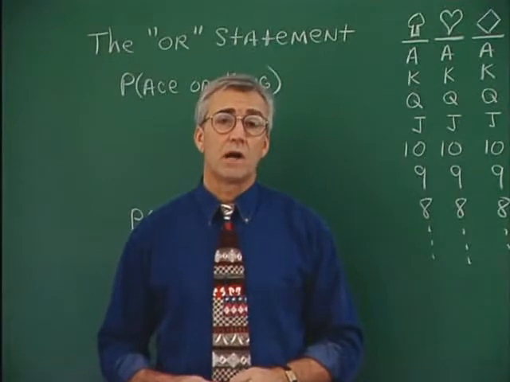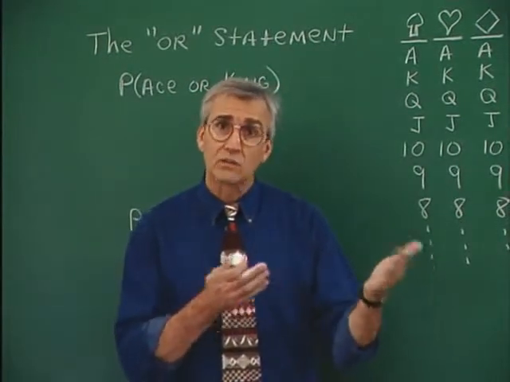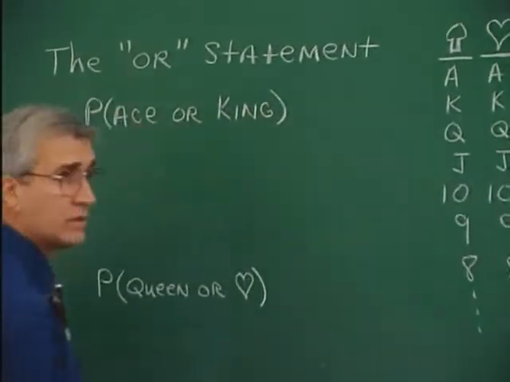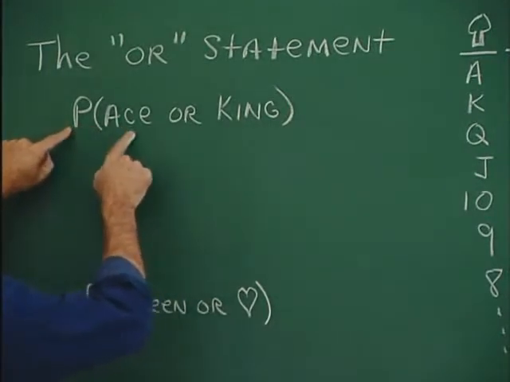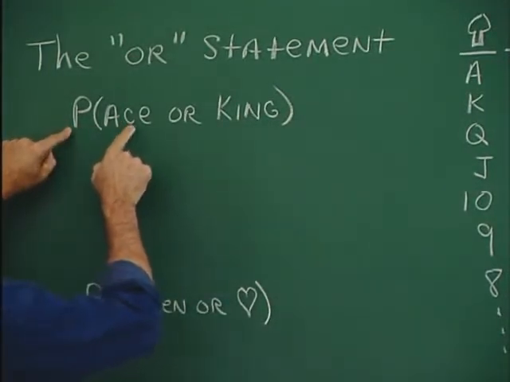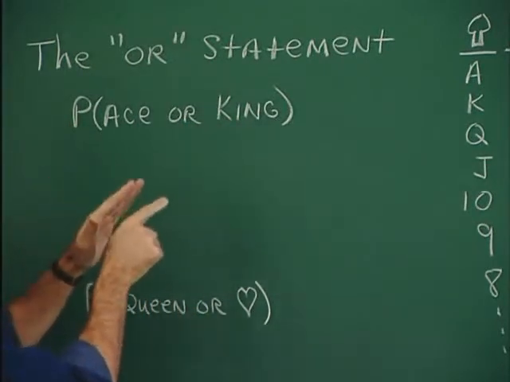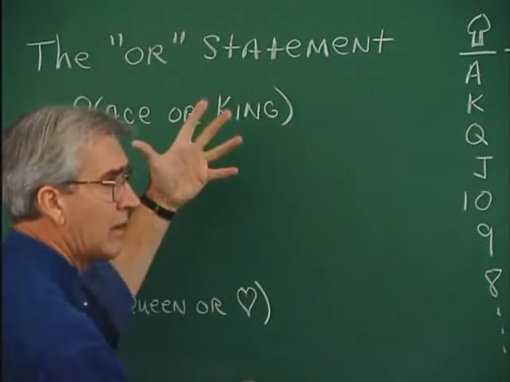Sometimes probability problems have the word or involved. We talked about the and word and what that could lead to. The or word can lead to interesting situations as well. Suppose we want the probability that in a deck of cards we draw an ace or a king. Well, let's see, ace or king. The favorable outcomes would be aces or kings out of the whole deck.